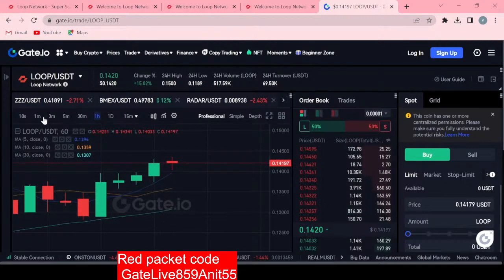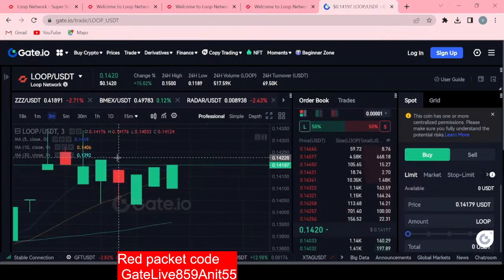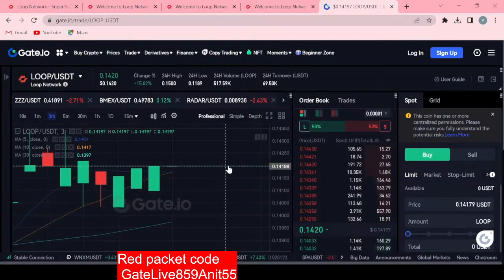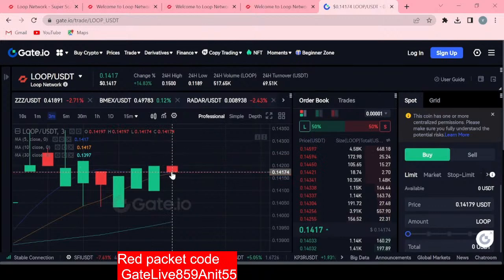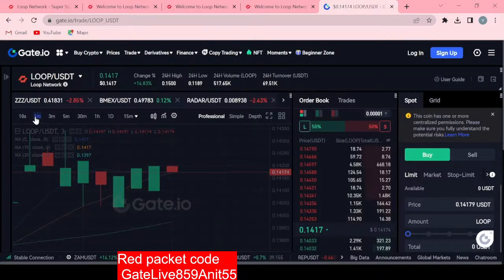Let me make it 3 minutes, so now we can see that the 1 hour candle is in a low, but in the 3-minute candle, the candle is positive. It is moving upwards, and now it is moving down. When the coin gets high again, it will form a hammer, wherever the candle reaches. So this is a 1 minute candle.